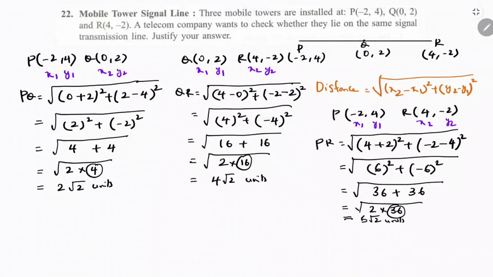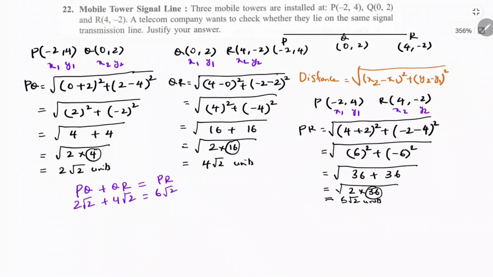6 root 2 units. Now if you check here, PQ plus QR, if it is equal to PR, then they are collinear. So PQ is 2 root 2, QR is 4 root 2 and PR is 6 root 2. 2 root 2 plus 4 root 2 is clearly 6 root 2. 6 root 2 equals 6 root 2.